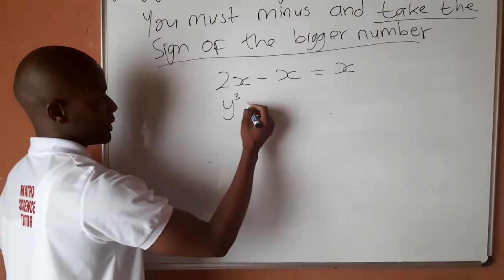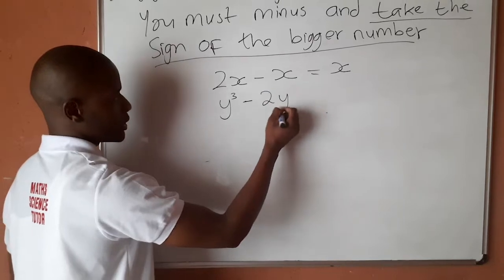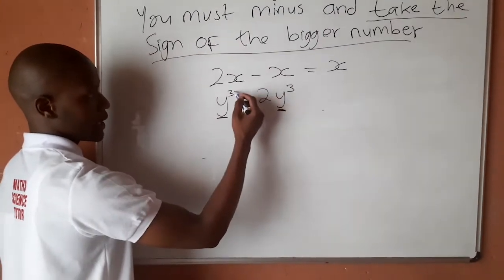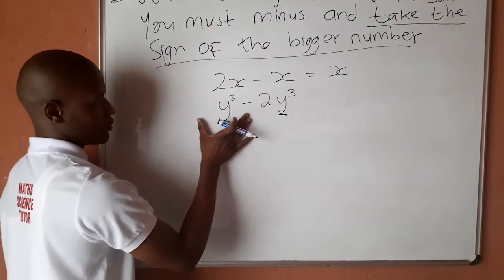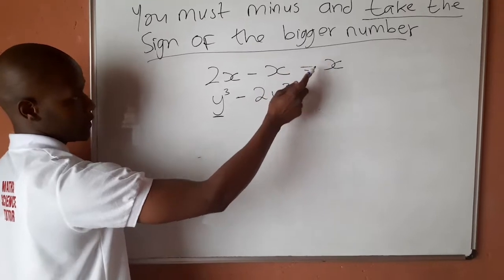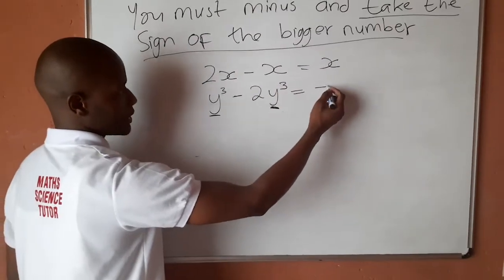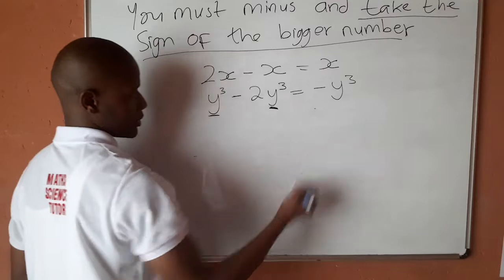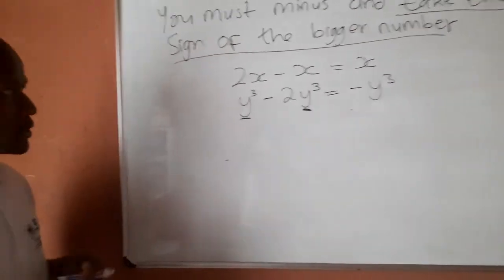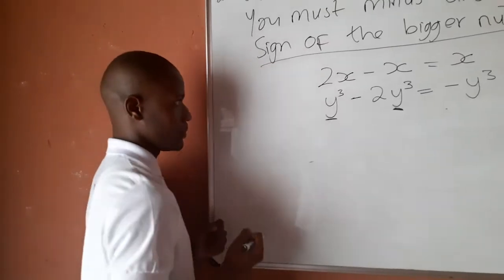Y to the power 3 minus 2y to the power 3. Same base and same exponents. The signs are not the same, so we minus and we take the sign of the bigger number. It's going to be negative y to the power 3. When the signs are not the same, you minus and you take the sign of the bigger number.